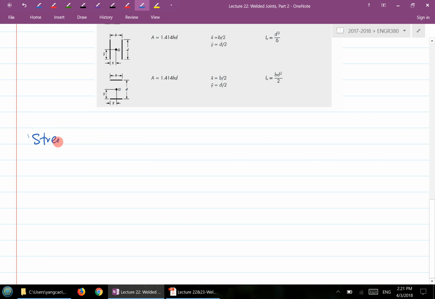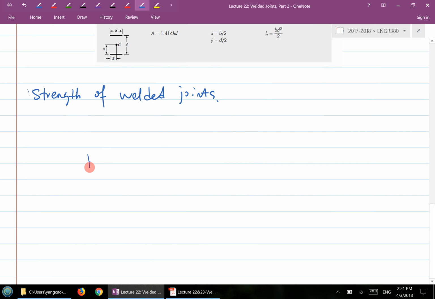Let's take a look at the strains of welded joints. Okay, so for strains of welded joints, we're talking about the fillet type of welds. When you have a fillet type of weld, let's say you have a weld over here, now the location of interest could be at this location, or it could be at this location.